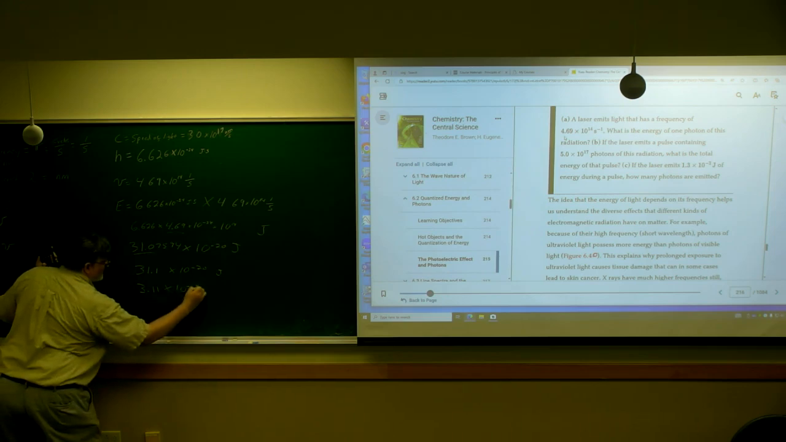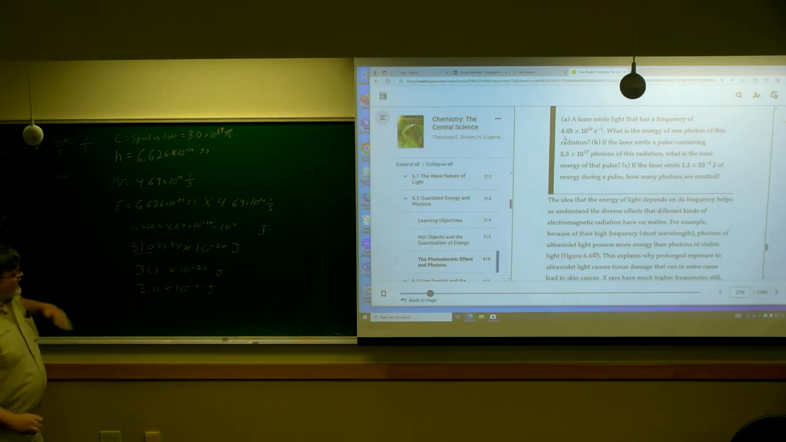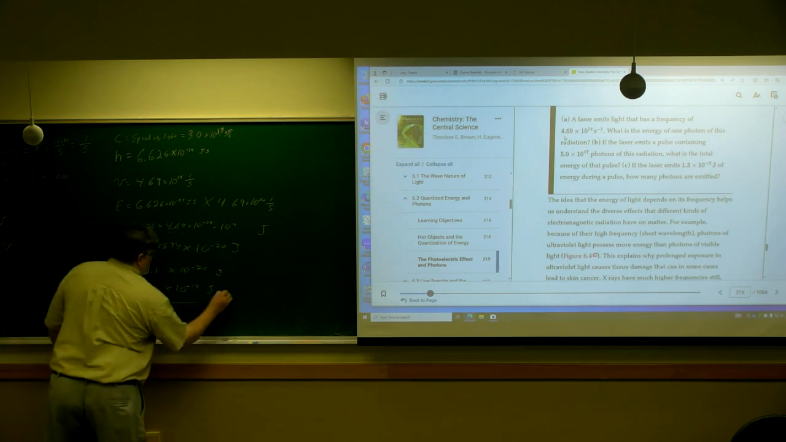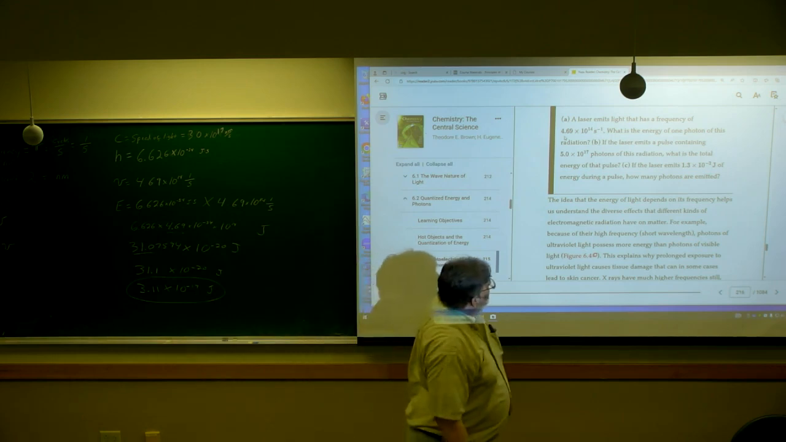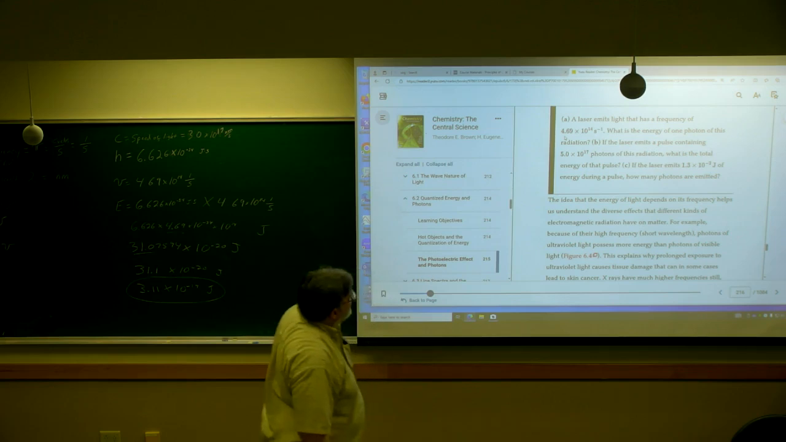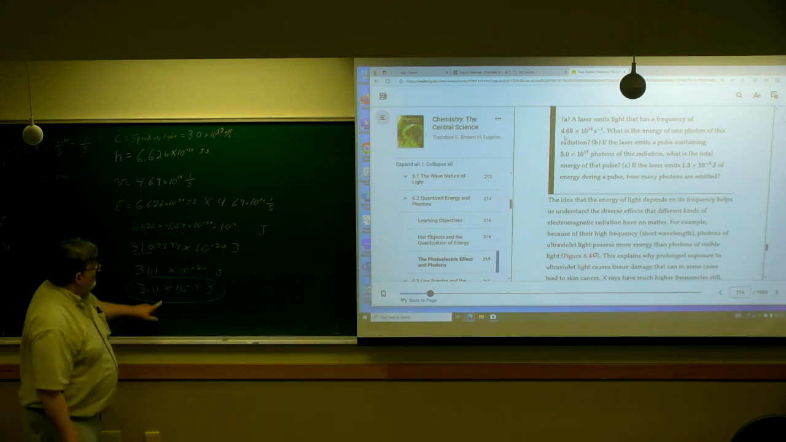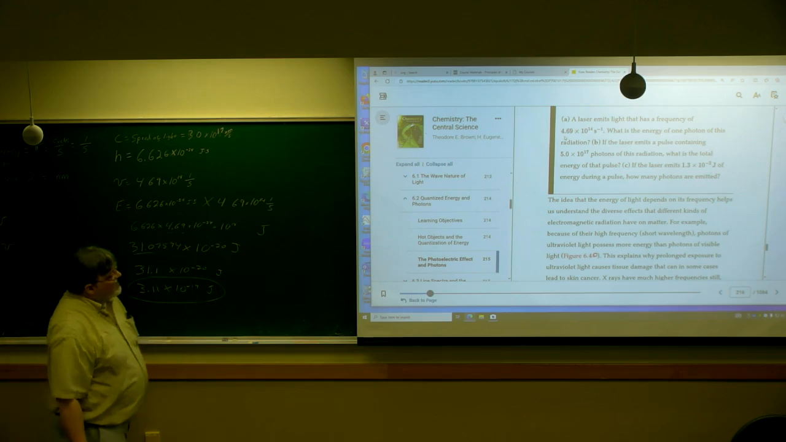Negative 19 again. We're in the visible light, so we're staying in the same range for all these. That's what this comes out to be. That should be the answer to that one, if I didn't screw up. All right, that's the energy per photon, really. When we do these calculations, that's per photon.